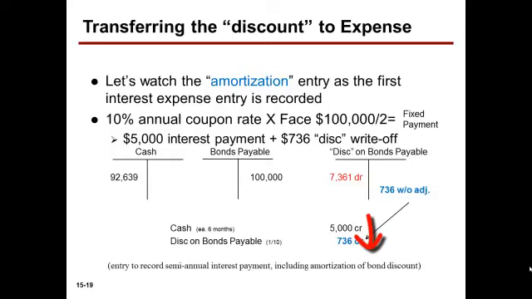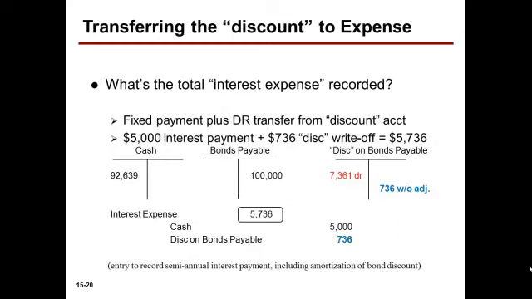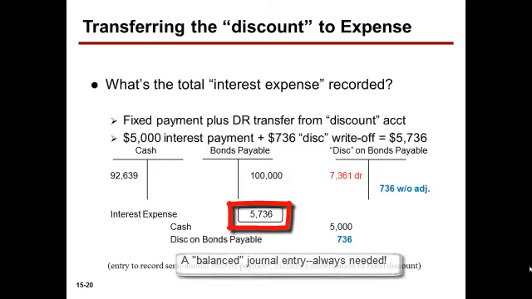We're going to make this amortization or write-off entry of the discount account. We're going to credit that account. It's got a debit balance. We're going to credit it. Discount on bonds payable, 1/10 of that $7,361. And lastly, we'll debit interest expense. What's the amount? We're calculating that last. Simply add up the cash we paid and the credit to discount on bonds payable. Totals $5,736. That's our interest expense derived from this entry.